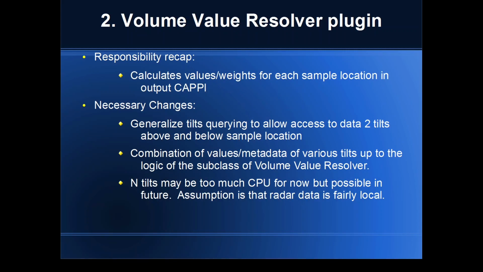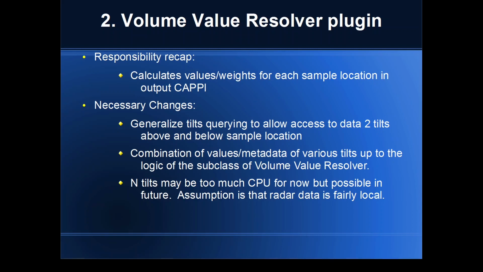The responsibilities of the volume value resolver plugin include calculating the values and weights for each sample location in the 3D output CAPPI. It does this for each of the 33 layers. It gets a database of the information known at the virtual sample location, as well as a collection of elevation angles from the elevation volume plugin.